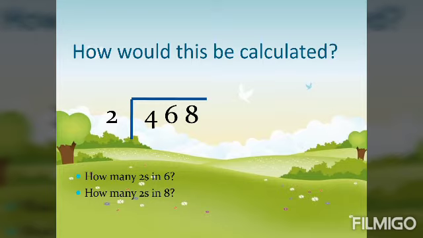How would this be calculated? So now here, guys, the 468 divided by 2, you have to start dividing from your 4. So now 4 divided by 2 equals 2. That is 2. And then you're going to write your answer here in the first one. Then 6 divided by 2 equals 3. And then 8 divided by 2 equals 4. So that's the way how we are going to divide numbers using the long method.